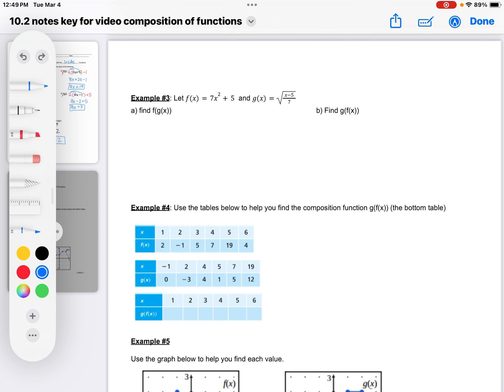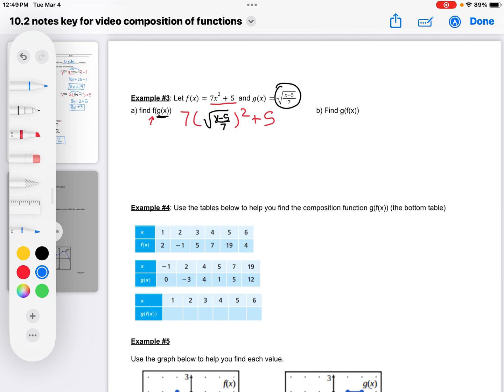To do the compositions, look at your outside function. Outside is f of x. So we're going to take our f of x, 7 times something squared plus 5. I think I'm writing this a little bit too big, because we're going to need some room here. So let me do that again. We have 7 times something squared plus 5. We're going to replace that something with g of x, which is this, like so. And then we're going to simplify.